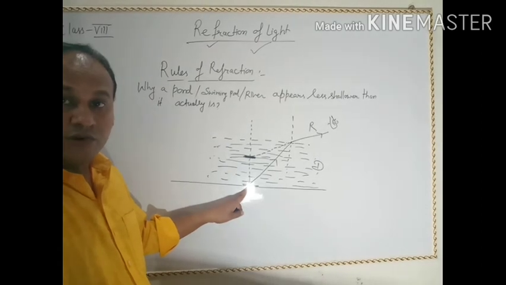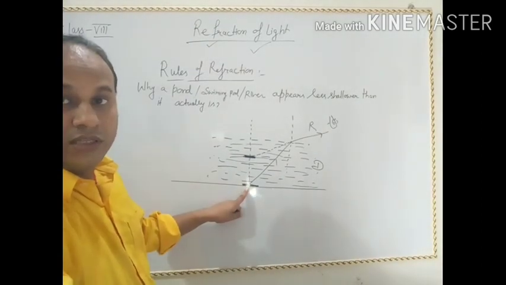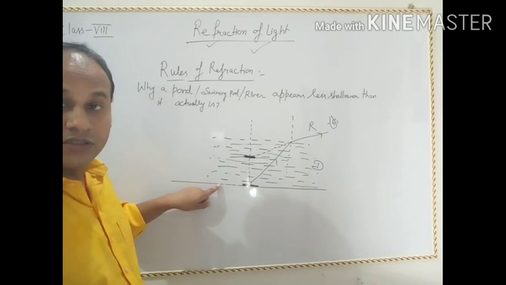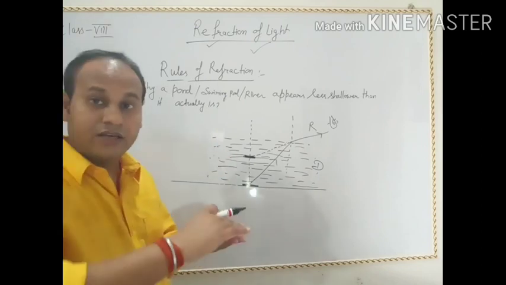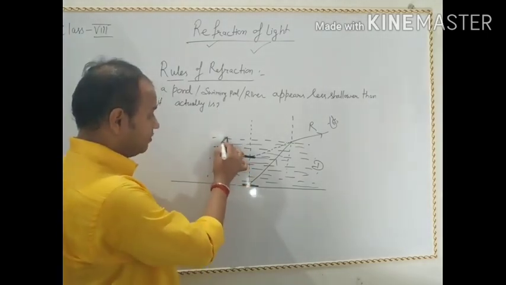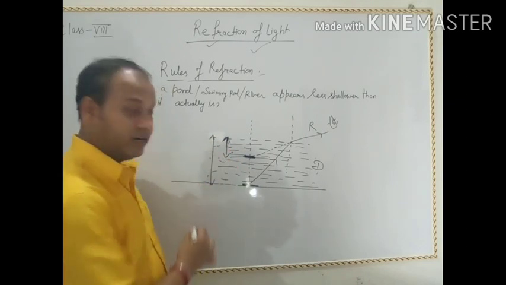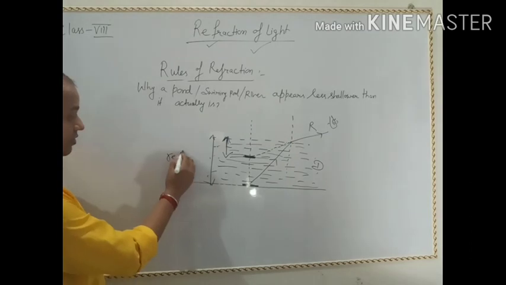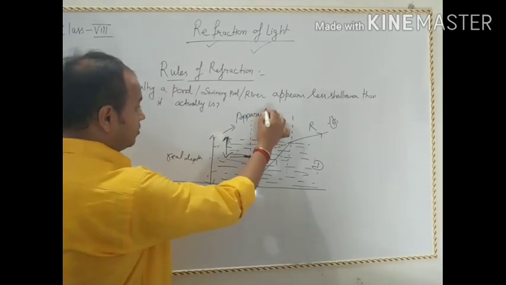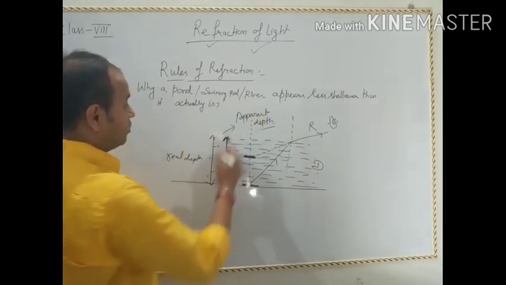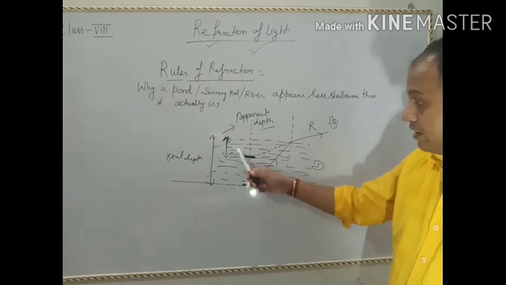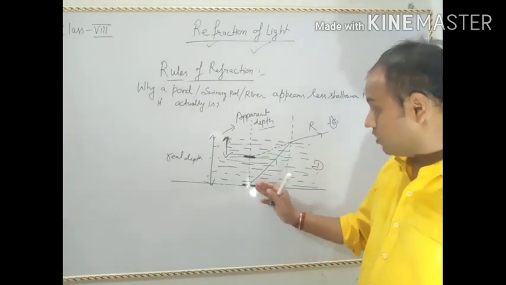Clear? This point will be the image of the bottom end, and you can see that the image of this point will be forming here, and similarly for all other points of the bottom, the image will be found slightly above its actual depth. So this depth is known as the apparent depth, and this depth is known as the real depth. This is the real depth, and this is the apparent depth. So you can understand why a pond or swimming pool or river appears less shallow than actually it is. Why? Because of the refraction of light.